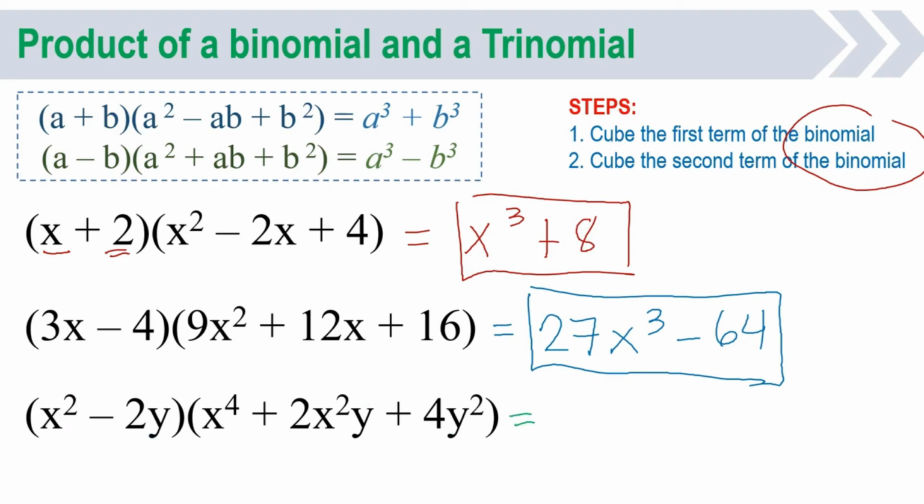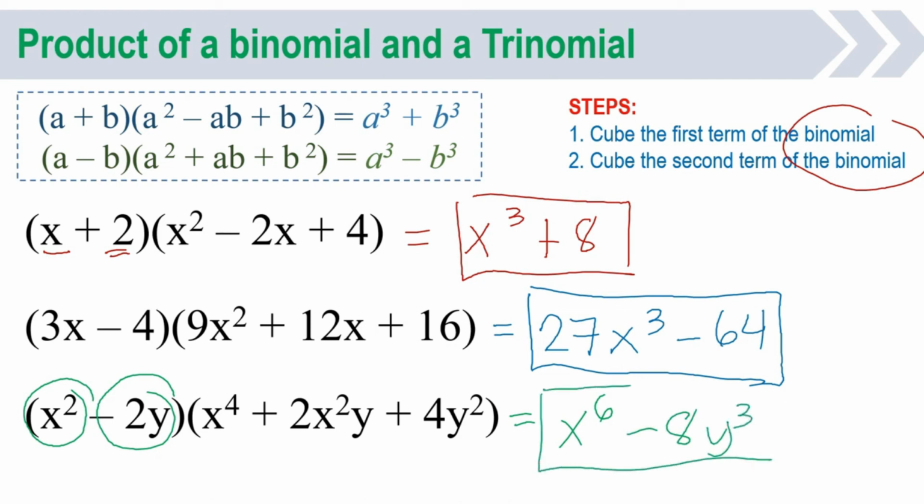So to get the answer, just cube the first term. X squared, so x squared times x squared times x squared, that will be x raised to 6. And for the second term, we have negative 2y times negative 2y. So negative 2 times negative 2, that's 4, times negative 2, that will be negative 8. And for y, it will be y cubed. That's it. So we have x raised to 6 minus 8y cubed.